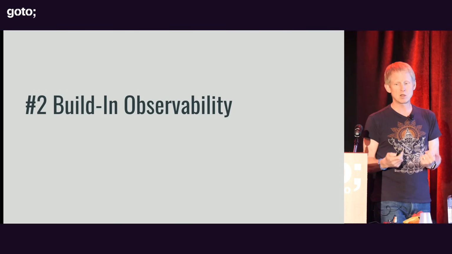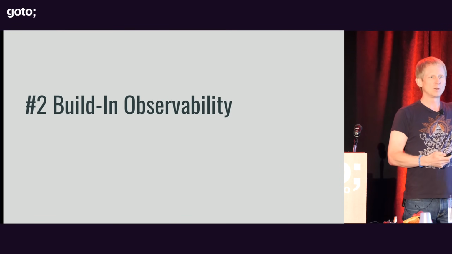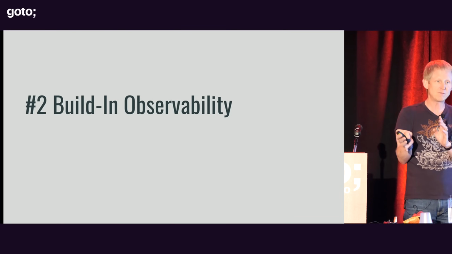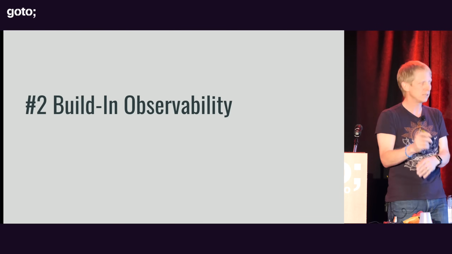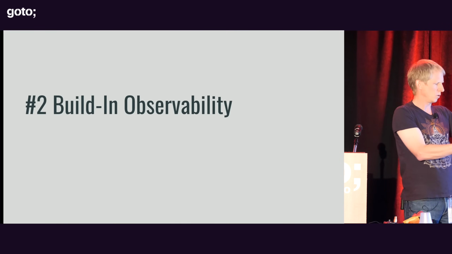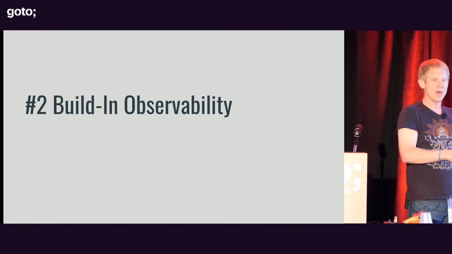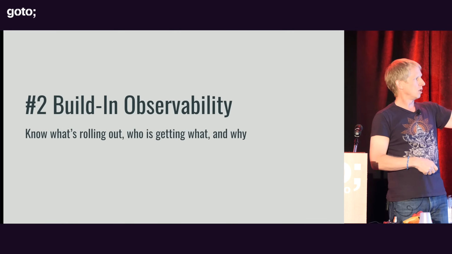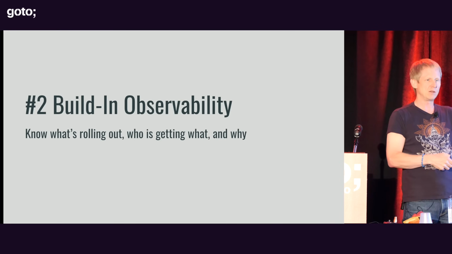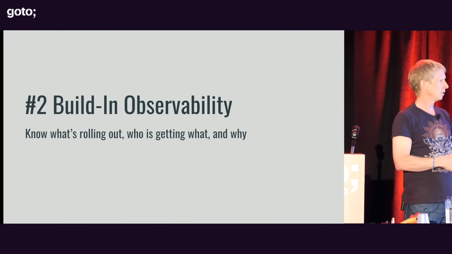So number 2 big takeaway, which is where people miss it: if people figure out how to do the flag, how to toggle a feature on and off, and look, I can configure it, I can even change it on the fly. Great. How do you watch what's happening? Usually people say, well, we don't really do that. So know what's rolling out, who's getting what, and why. You should build that in. If you're going to build something, you should build that into what you're doing.